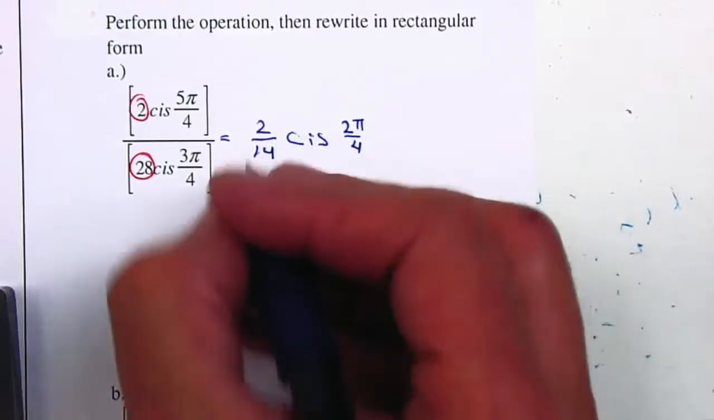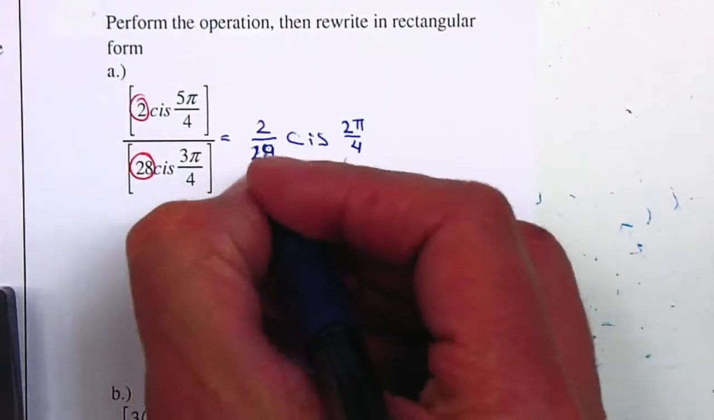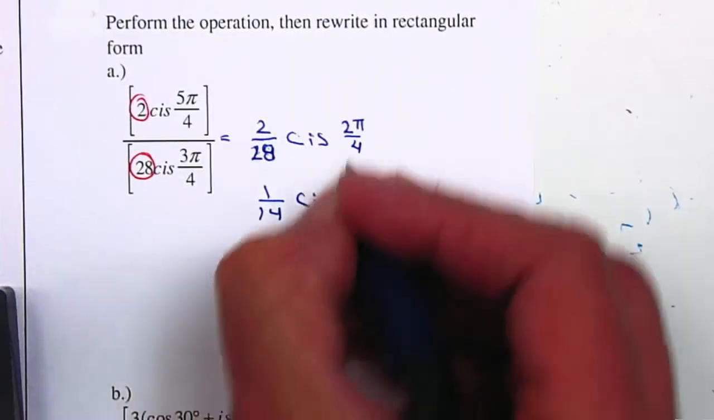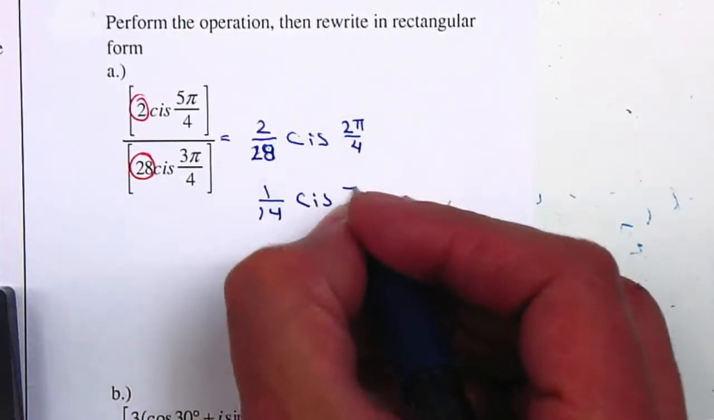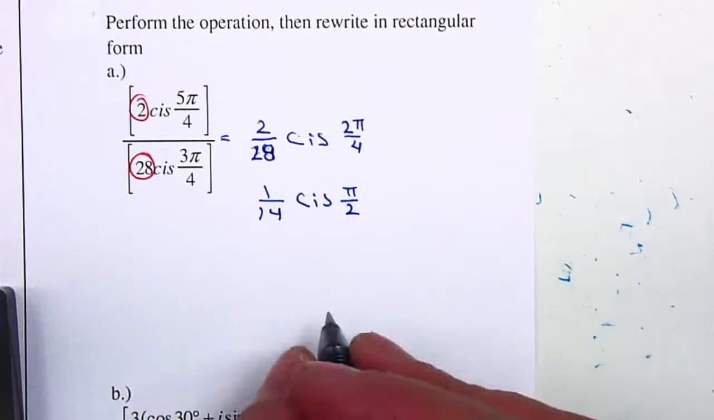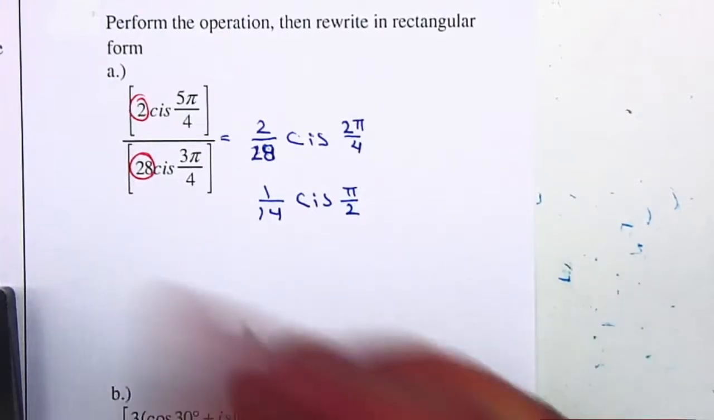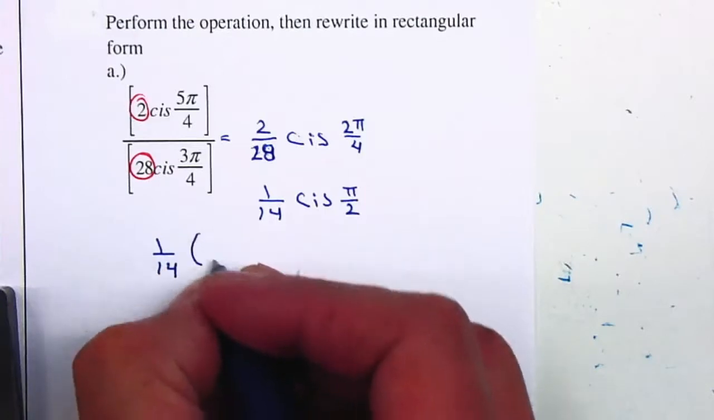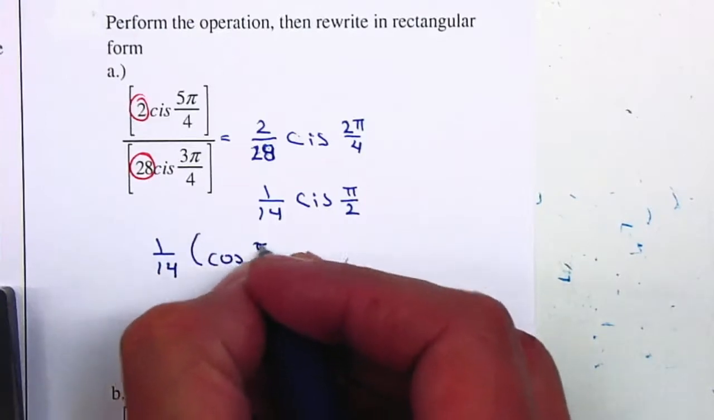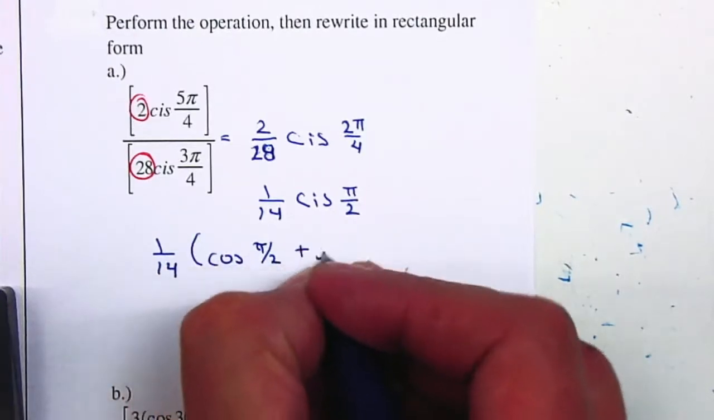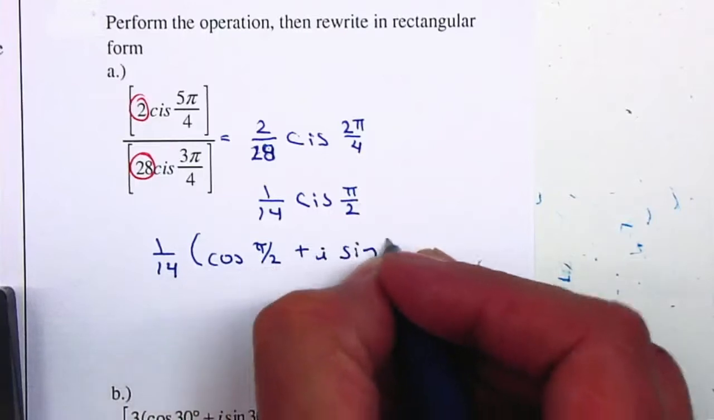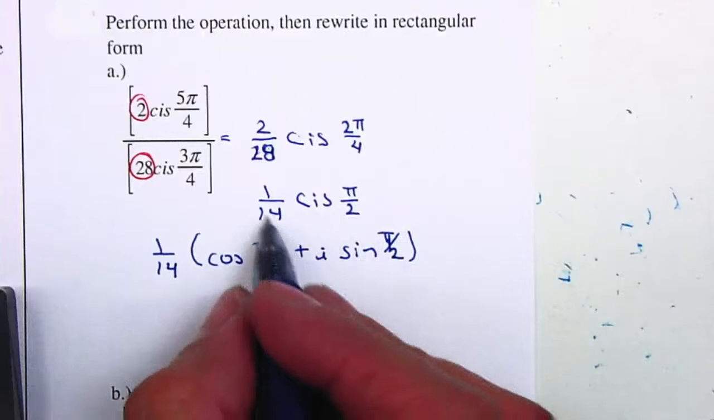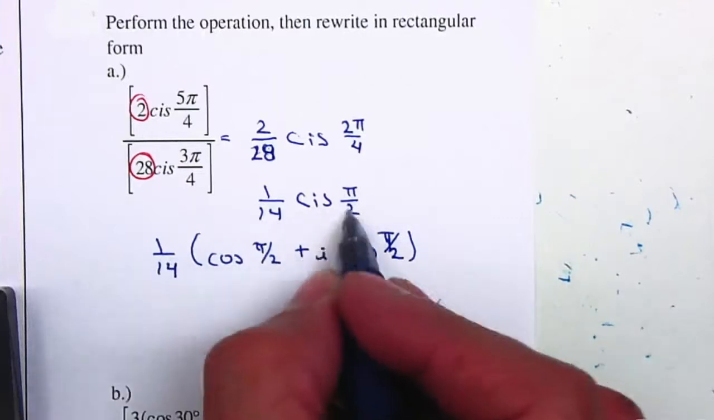Let me go and reduce, so it gives, and this should be 28, correct? I'm going to reduce it as 1 over 14 CIS, and I'm going to reduce it by 2, so it gives me pi over 2. Let me go ahead and expand it. 1 over 14 is your r, or your magnitude, cosine of pi over 2 plus I sine of pi over 2. Now remember, this is your r and this is your angle.